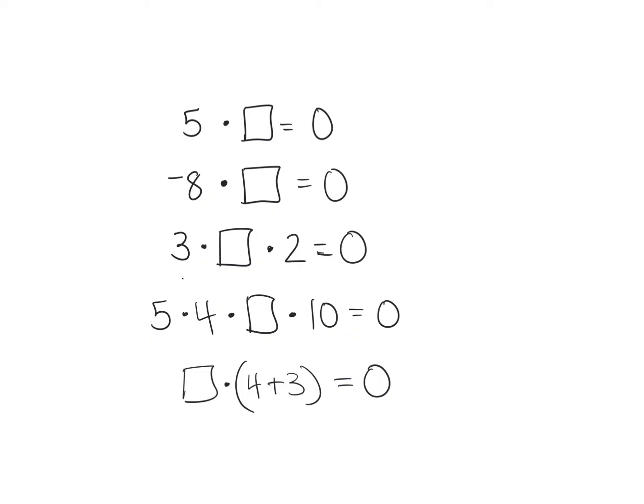All right, so hopefully after you pause the video, you came up with an answer of 0 for the first one. 5 times 0 gives you an answer of 0. -8 times something, well, that would also have to be 0. 3 times 2 is 6. 6 times what is 0? Well, again, it'd have to be 0. This one, 5 times 4 times something times 10 is 0. Well, you'd have to have 0 as a number. And then if I did 4 plus 3, that's 7. 7 times what is 0? Well, again, it would have to be a 0.